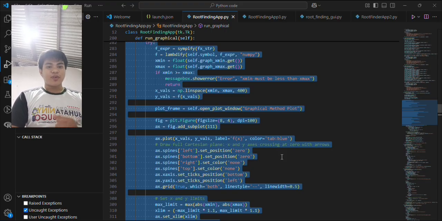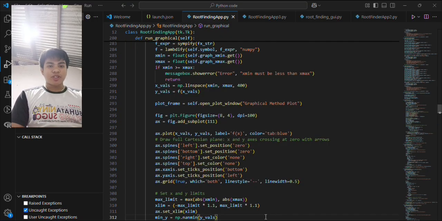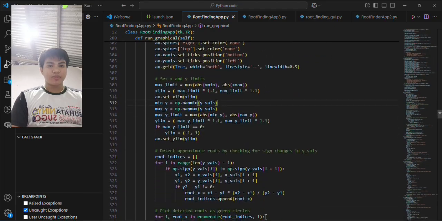So why is it useful? It gives you a big picture view of your function behavior. It helps you visually identify approximate root locations or intervals where f of x changes sign. So now let's proceed to the incremental search method.